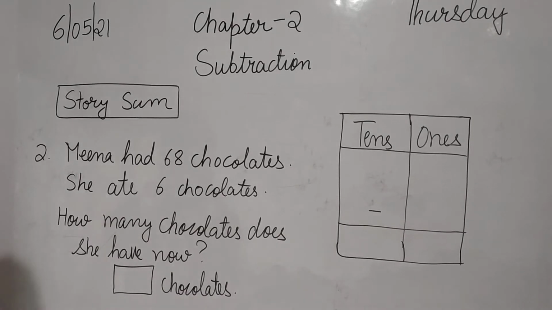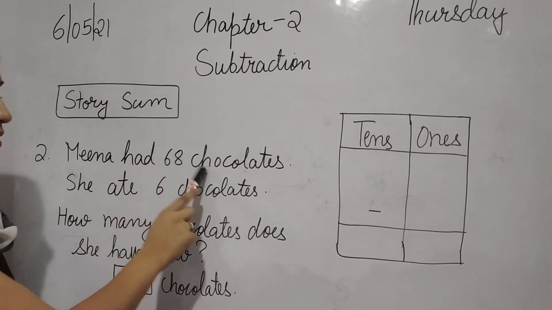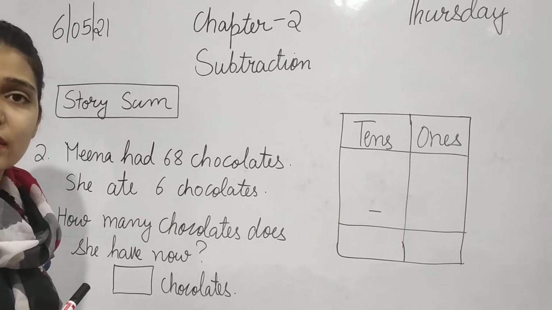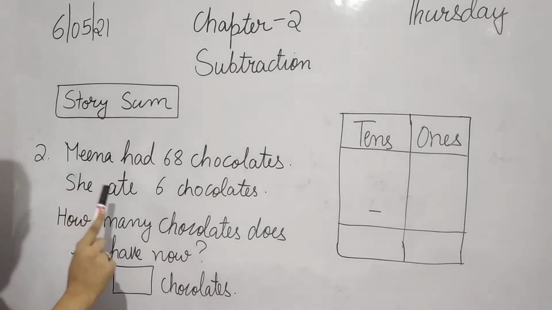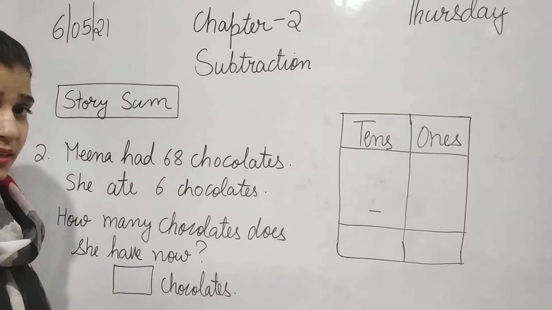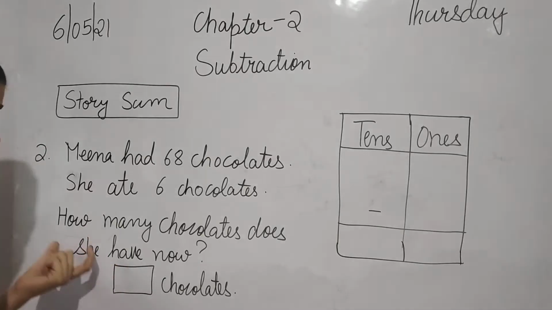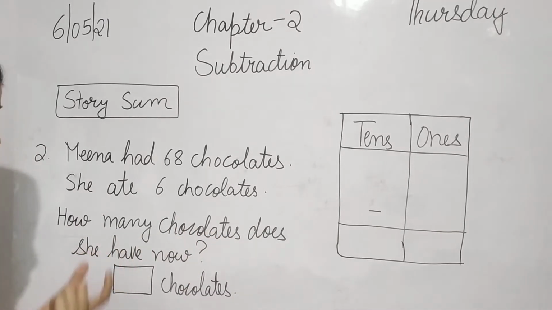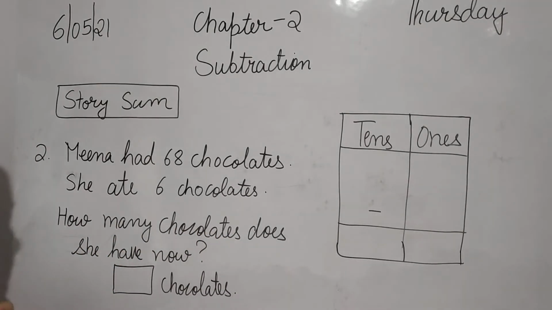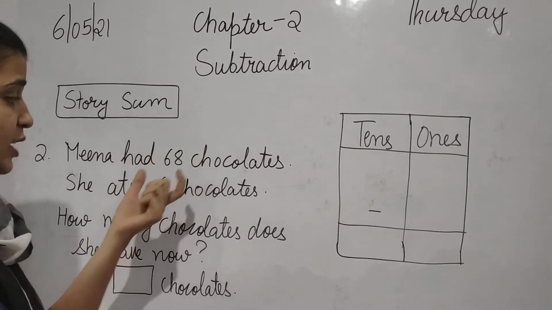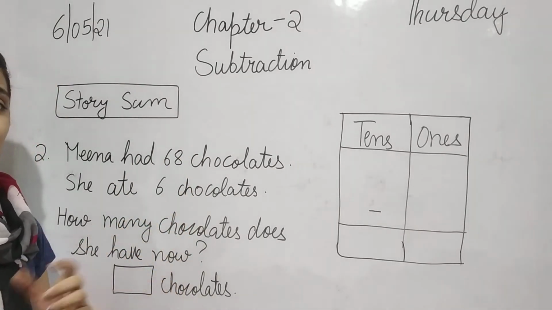Now come to the next question. Meena had 68 chocolates. How many chocolates did Meena have? 68. She ate 6 chocolates out of 68. How many chocolates does she have now? After eating 6 chocolates out of 68, how many chocolates are left?